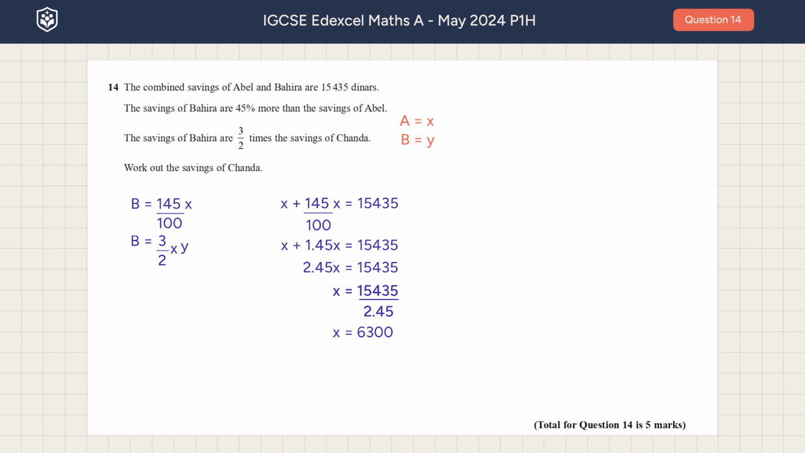Now for Bahira, we can write 1.45 times 6,300, which is going to give us 9,135. For Chanda, we know that's 2/3 of Bahira, so that's 2/3 of 9,135, which equals 6,090 dinars, which is the answer of this question.